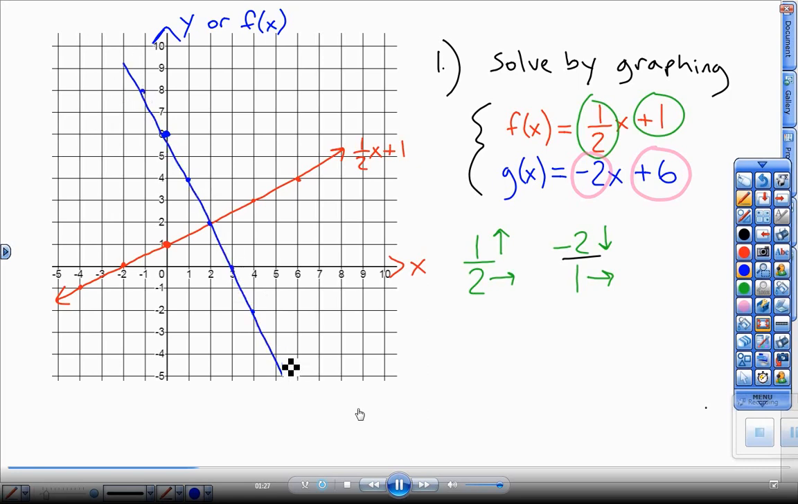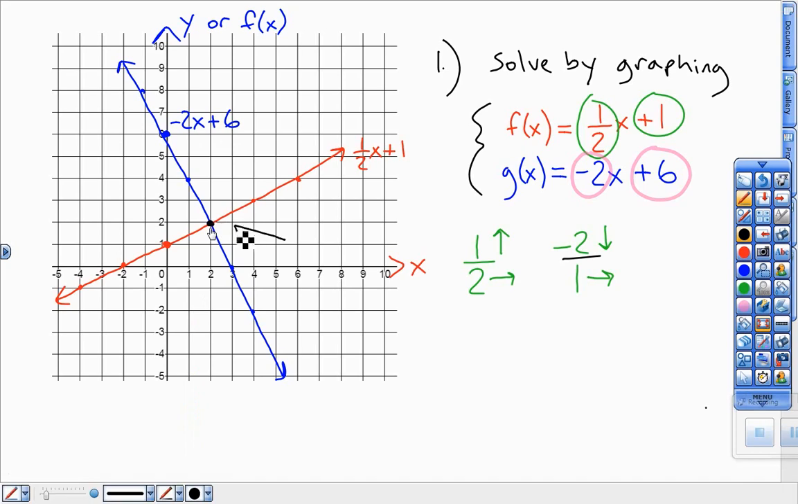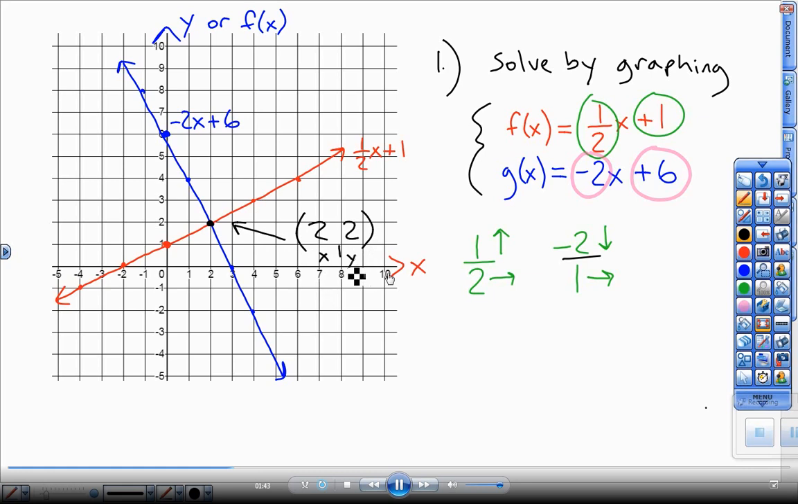Draw your line through it, and then find that point where they come together, which I see is the point right here where they come together. Write that as a coordinate. That's the coordinate 2 for x, 2 for y. 2, 2.